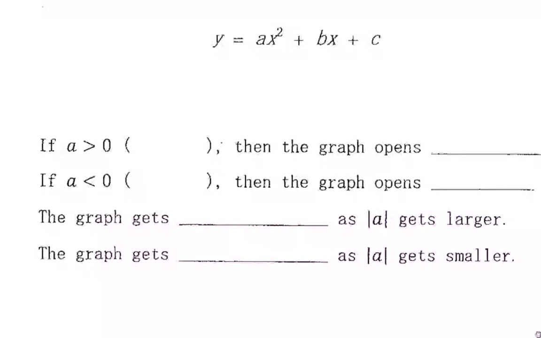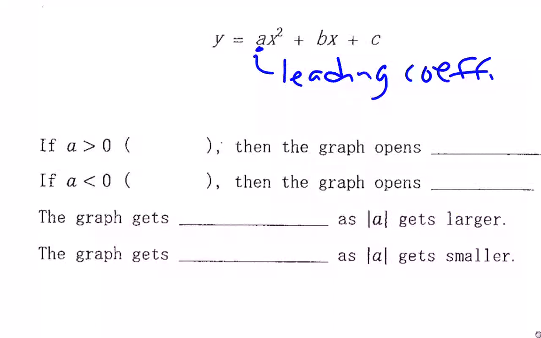And some of this is information we can get from our equation, y equals ax squared plus bx plus c. If a, our leading coefficient, I'm just going to abbreviate that, is greater than 0, that means that a is positive, then the graph opens up. If a is less than 0, which means a is negative, then the graph opens down because negative people are a downer.